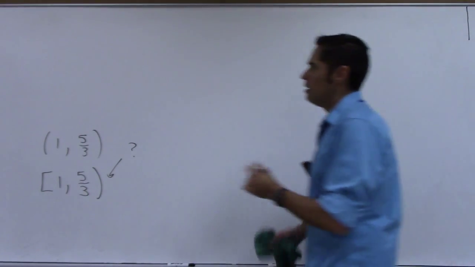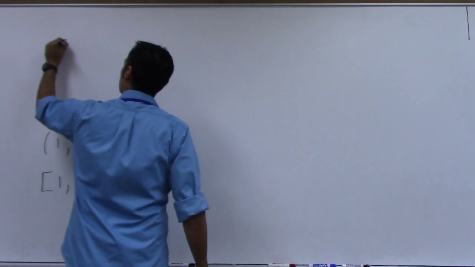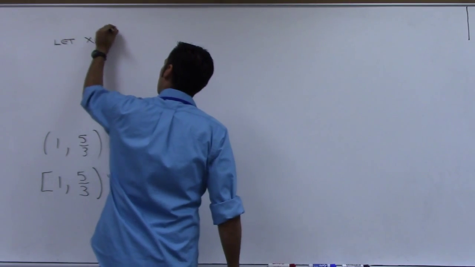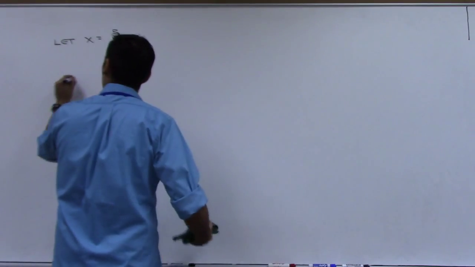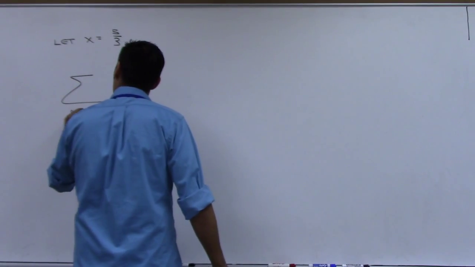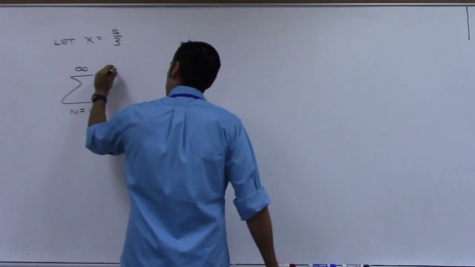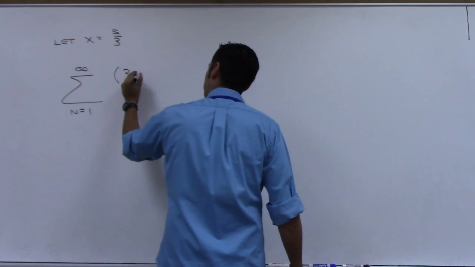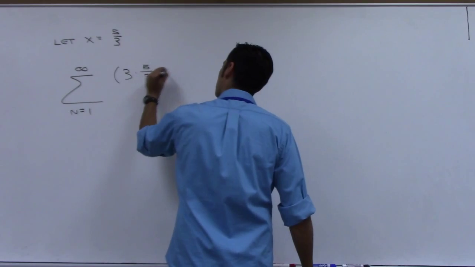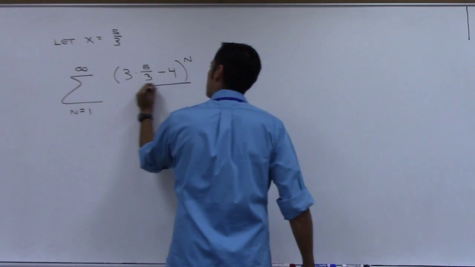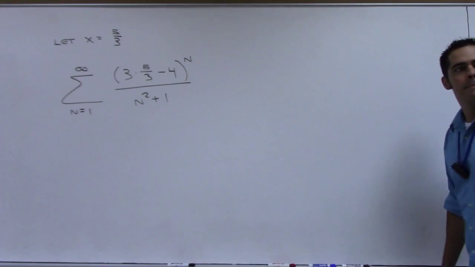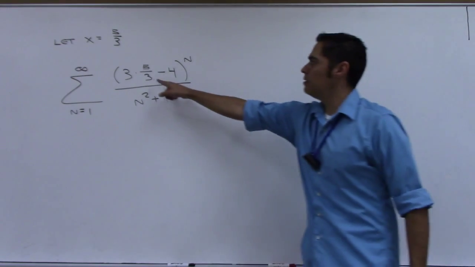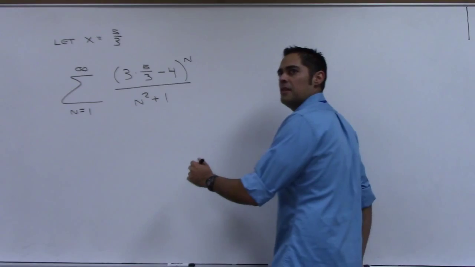Okay. All right, so what am I going to do now? Let x be 5/3 and go rewrite the entire series. The way it appeared when it first came out, it was 3, replace the x with 5/3, minus 4 to the n over n squared plus 1, right? So replacing that x with 5/3, and that's nice, isn't it?